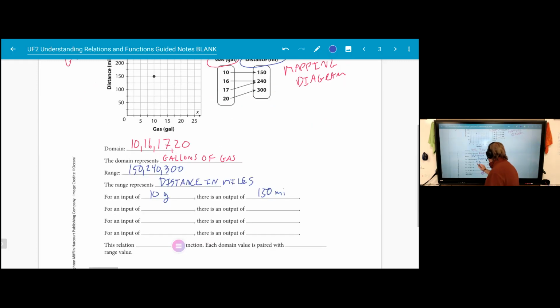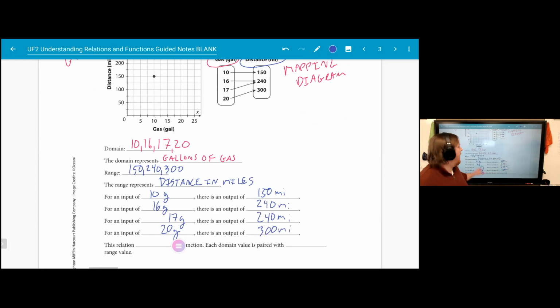If I input 16 gallons, I have an output of 240 miles. If I input 17 gallons, there's an output of 240 miles. If I input 20 gallons, there's an output of 300 miles. Is this a function? Why or why not?